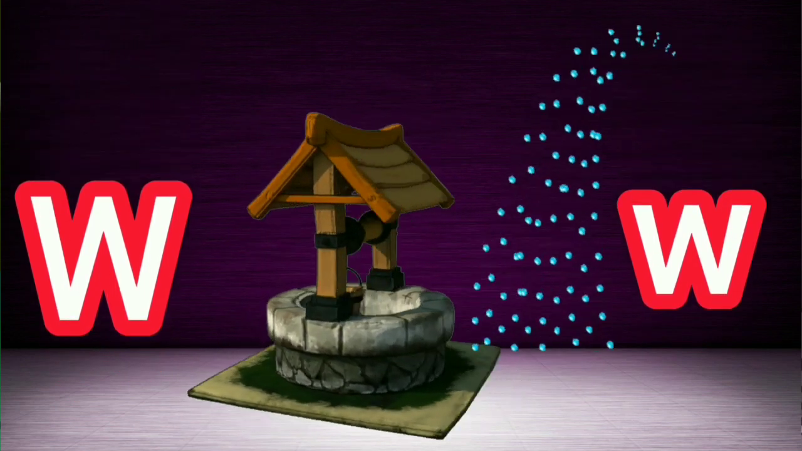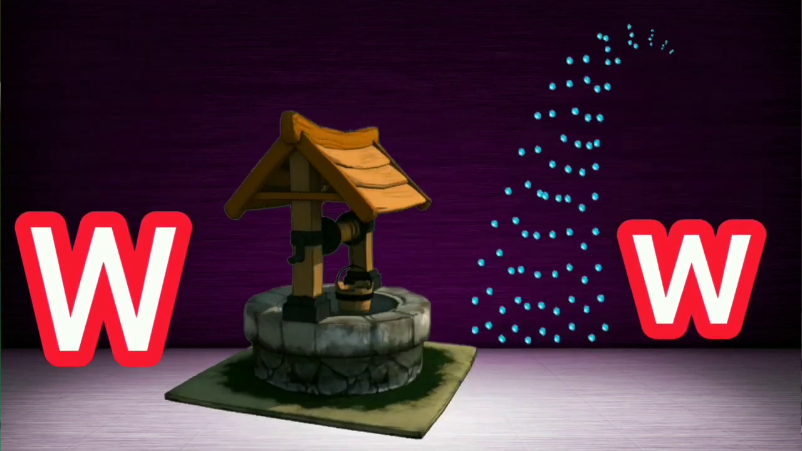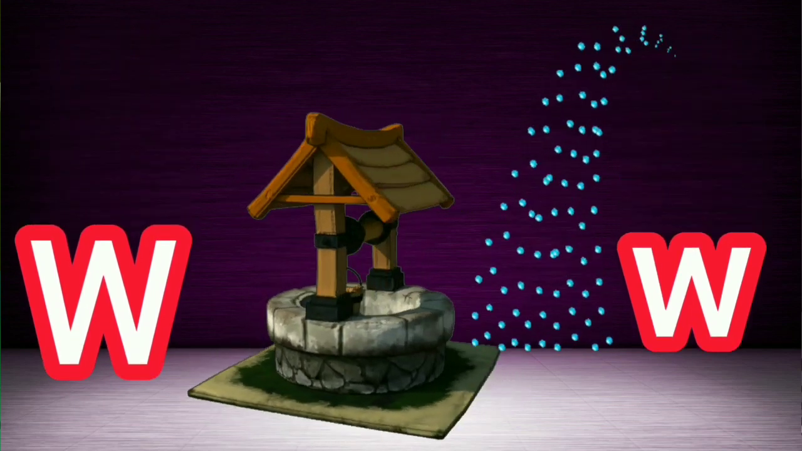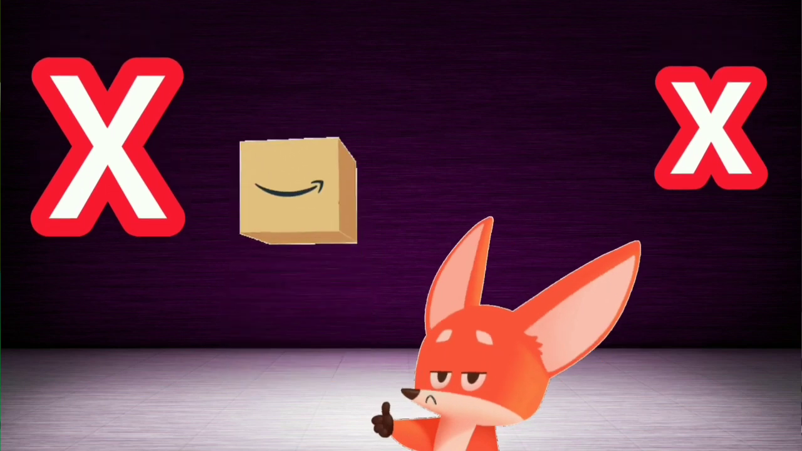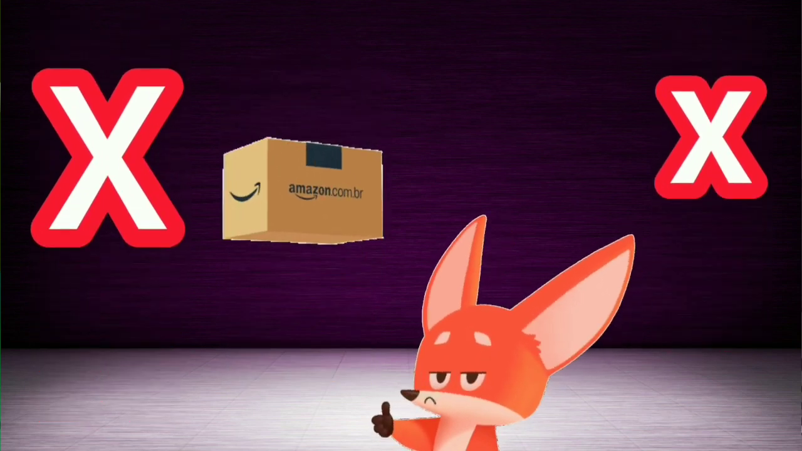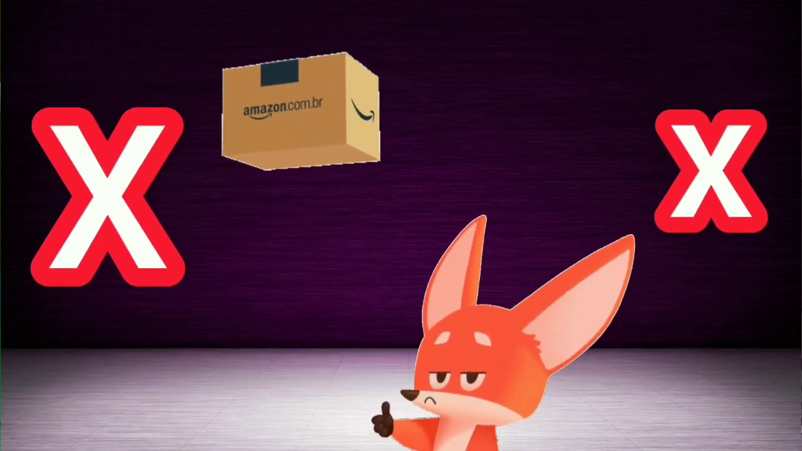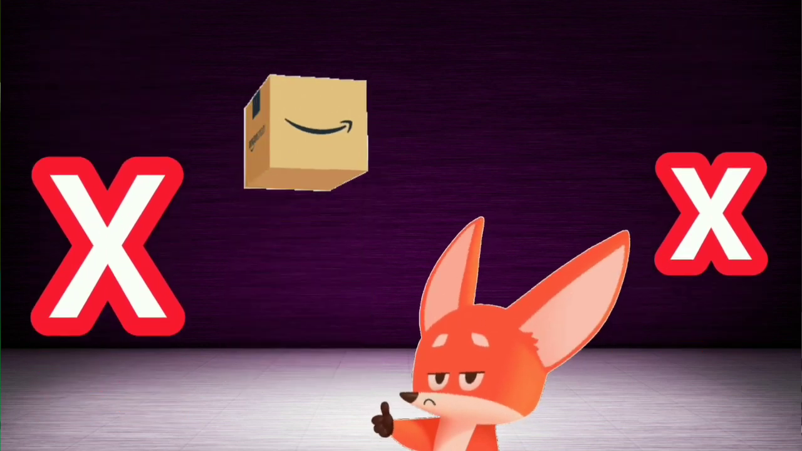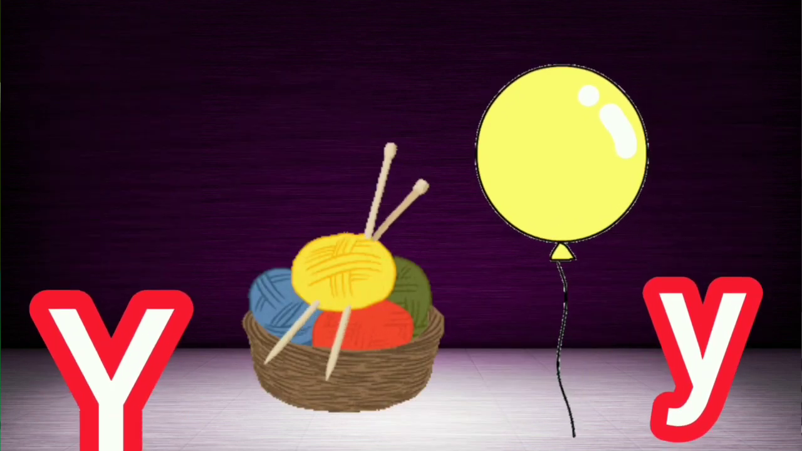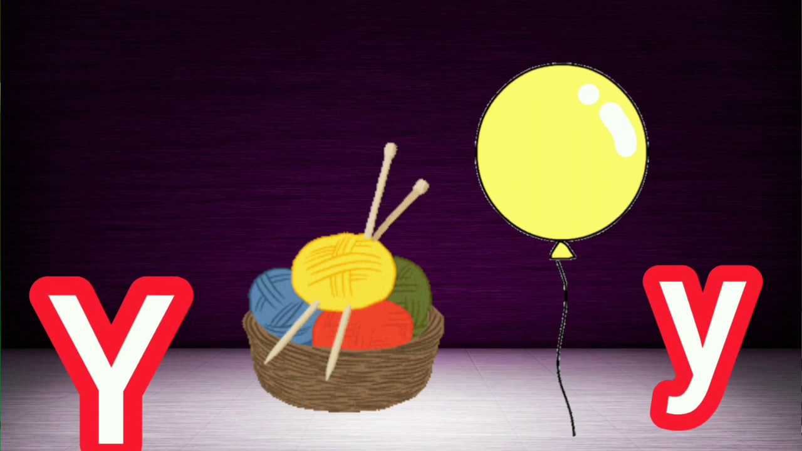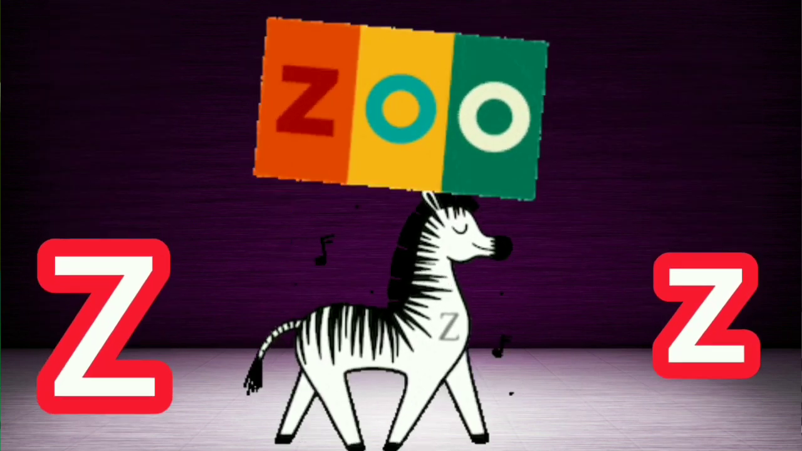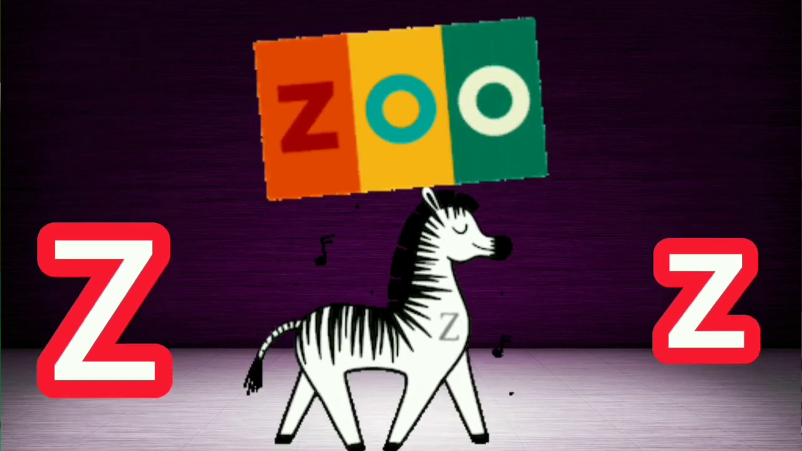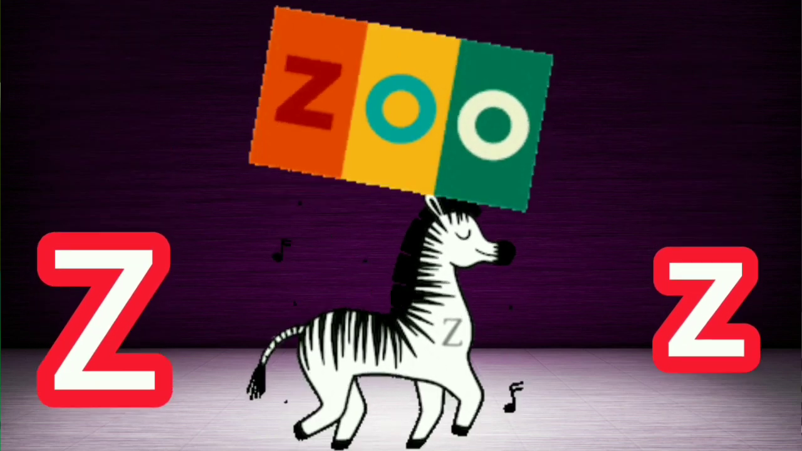W for well and W for water, b b b. X for box, X for fox, f f f. Y for yarn and Y for yellow, oh oh oh. Z for zoo, Z for zebra, z z z.